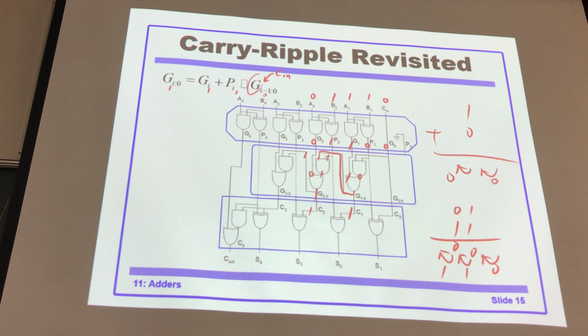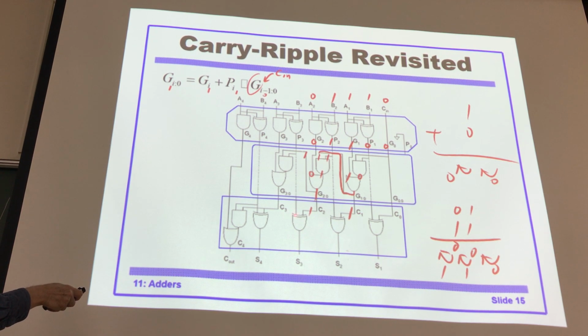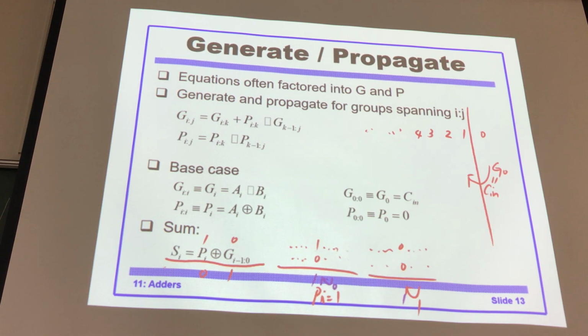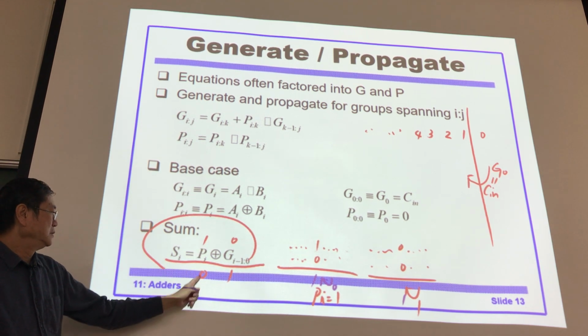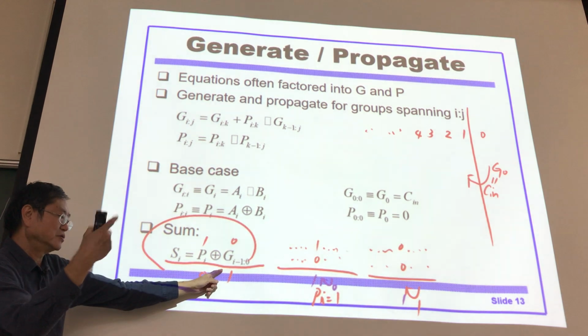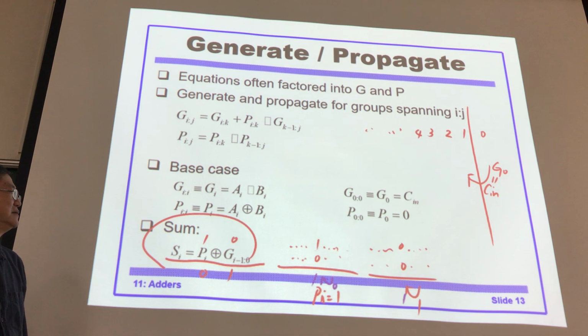This is what I'm saying. And after you get the carry out, it can again be combined with carry propagate to generate the sum. Remember the equation here? Sum equals the bit propagate XOR the carry in, right?